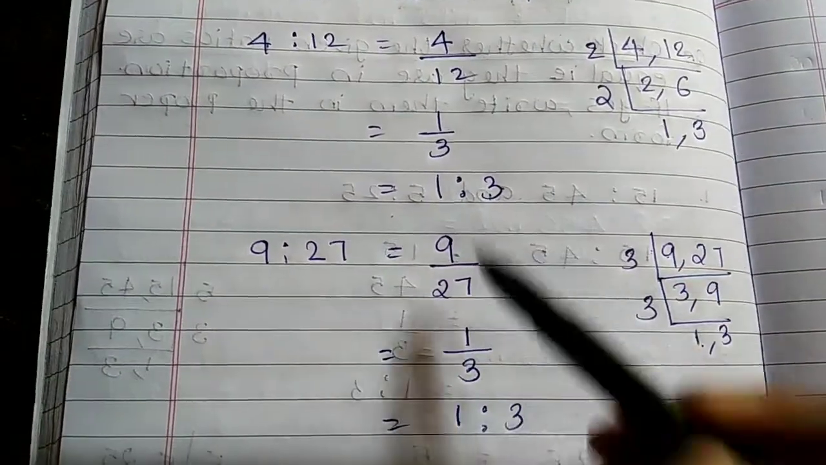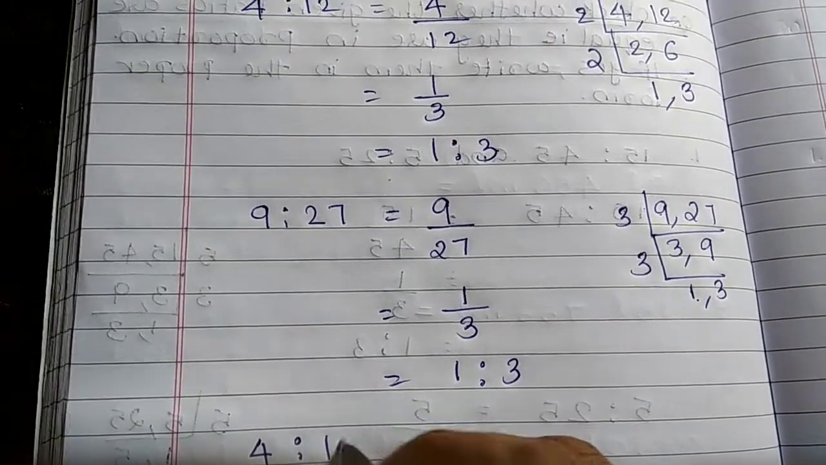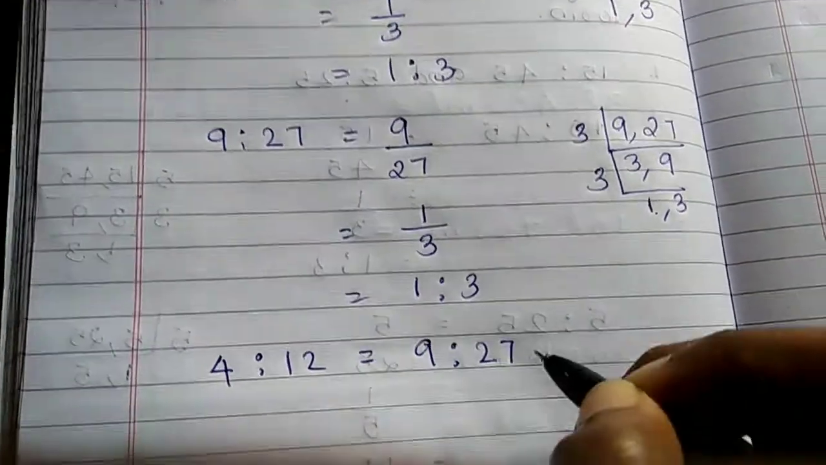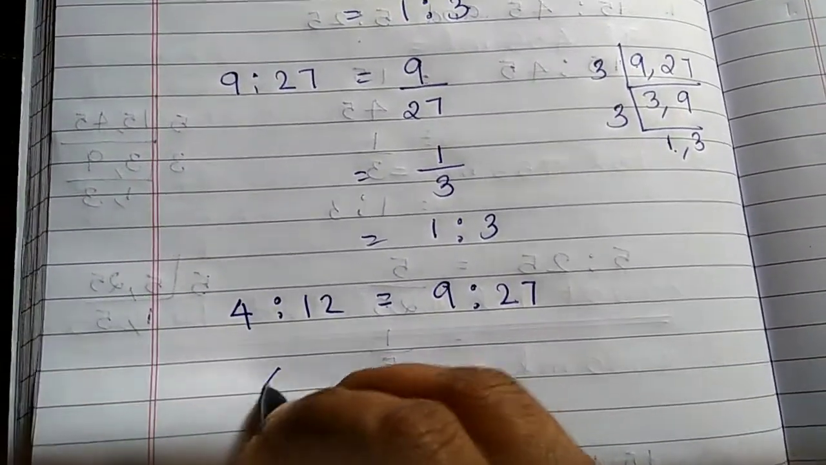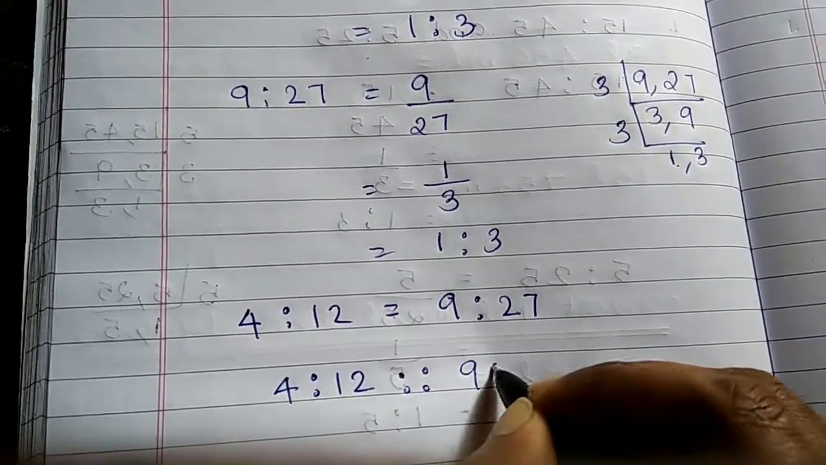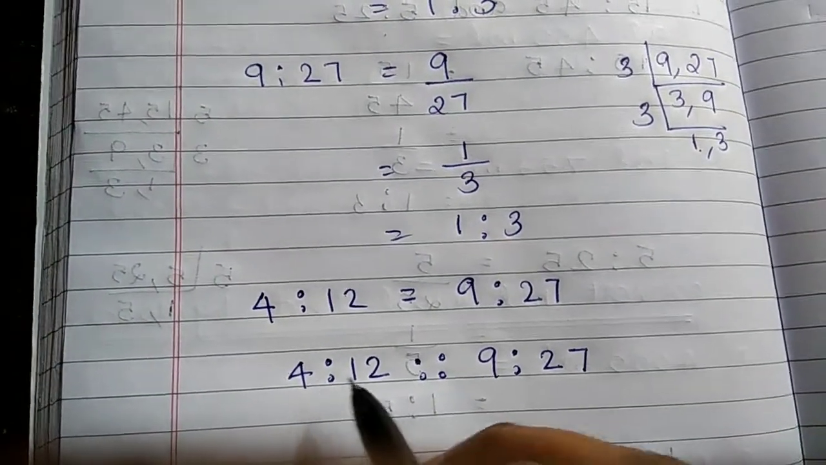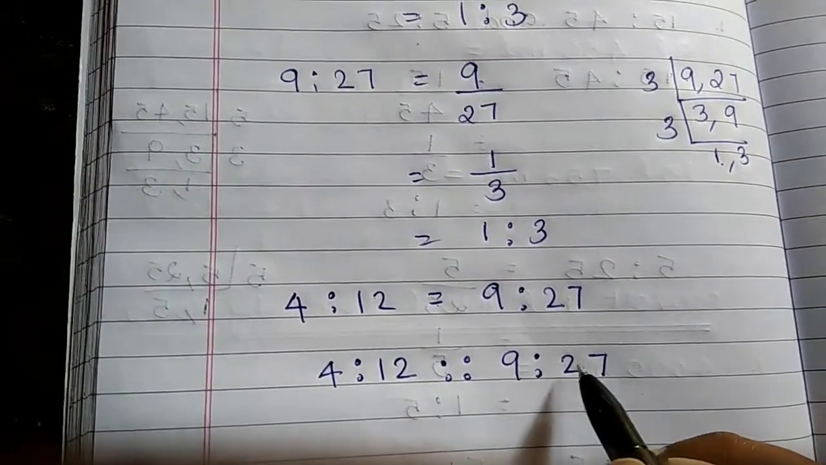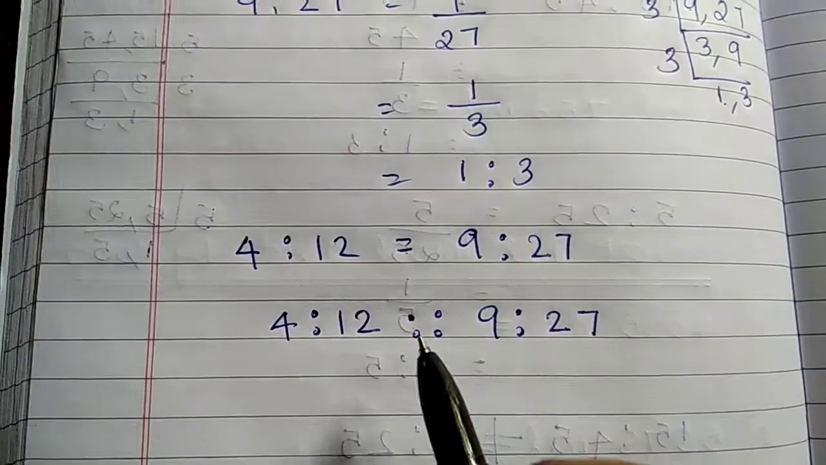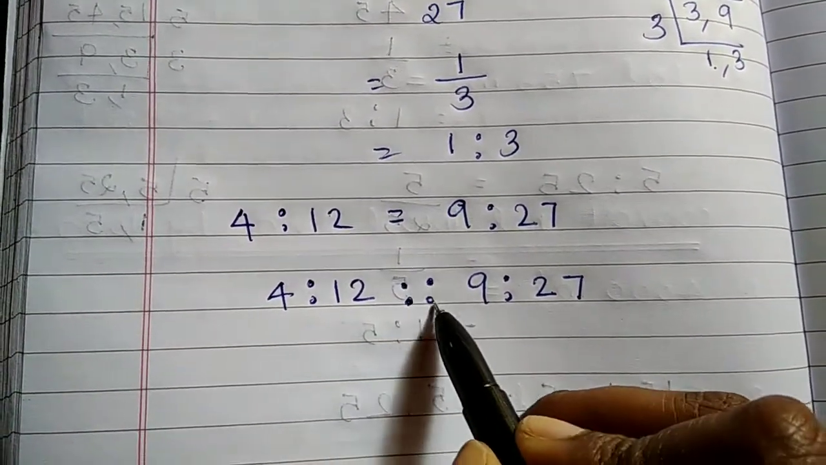അപ്പോൾ ഇവിടെ രണ്ട് റേഷ്യോസും ഈക്വൽ ആയിട്ടാണ് കിട്ടിയത്. അപ്പോൾ എന്തെഴുതാം? 4 is to 12 is equal to 9 is to 27. ഈക്വൽ ആണെന്ന് എഴുതാം. അതായത് 4 is to 12 proportion to 9 is to 27. We can say that 4, 12, 9 and 27 are in proportion. Proportion ആണെങ്കിൽ അതിൻ്റെ സിമ്പിൾ ആണ് ഇത്.